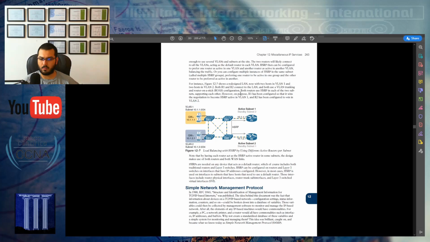Router on a stick, and that's over. This is the starting of SNMP.